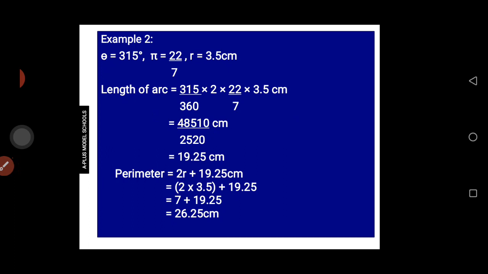So for the perimeter, just add 2r. Don't forget that will be 2 times 3.5, which is 7. So 7 plus 19.25 will give you 26.25.